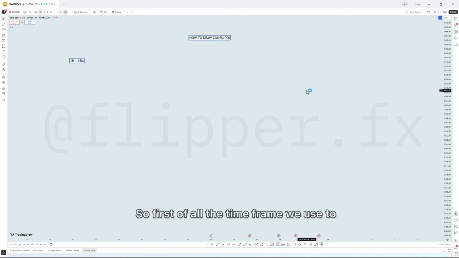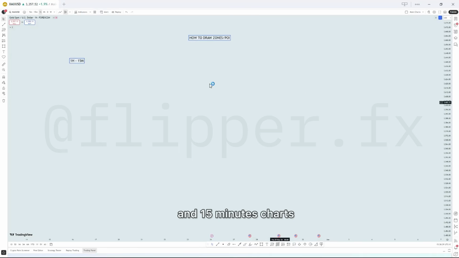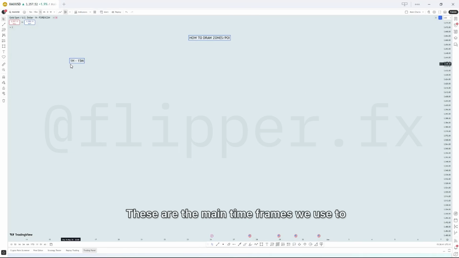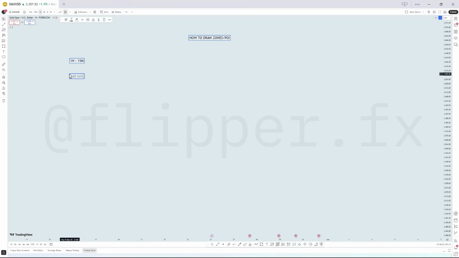So first of all, the time frames we use to mark our areas in point of interest are the 1 hour and 15 minutes charts. These are the main time frames we use to mark POIs on daily basis. Also, sometimes you can mark areas on the 4 hour or even the 5 minute chart, but we rarely go to the 5 minute. In case the 1 hour and 15 minute charts are not clear, then you can check the 4 hour. But your main time frames are 1 hour and 15 minutes.